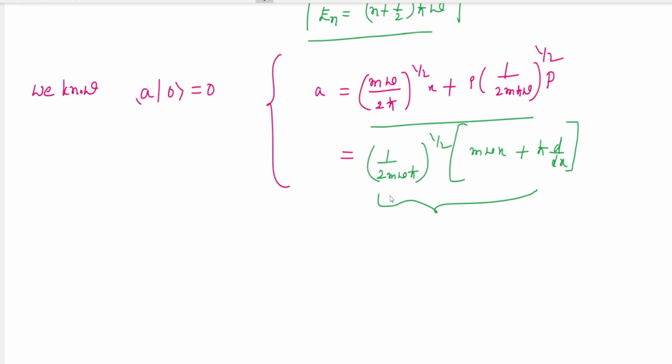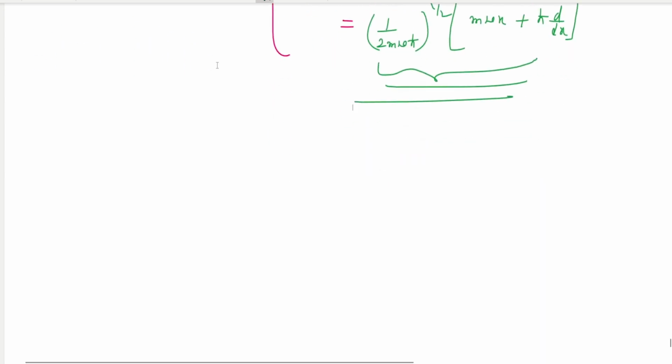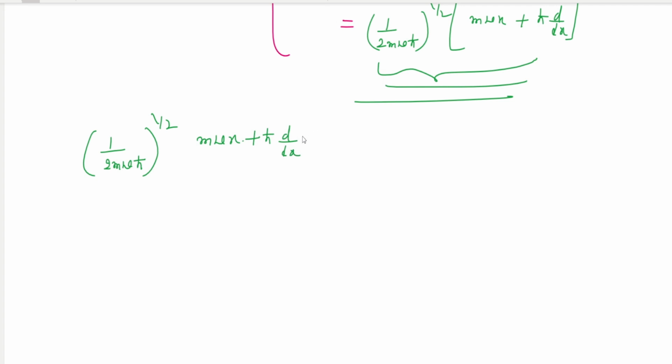I'm going to use this operator A here. In place of A, I'm going to use this operator. Please listen carefully. (1 divided by 2 m omega h cross) whole power 1 divided by 2, times (m omega x plus h cross d by dx) acting on this state equals 0. So what is this state? How can we write this state?